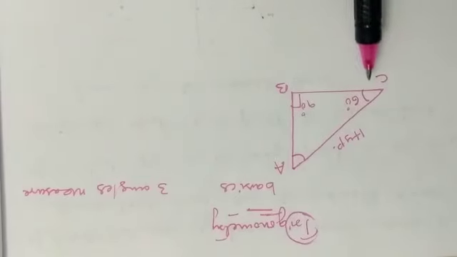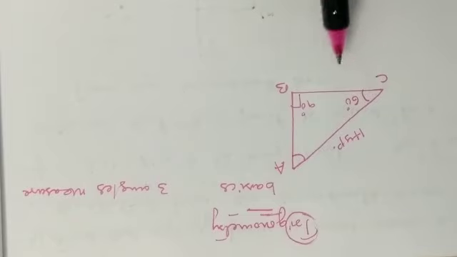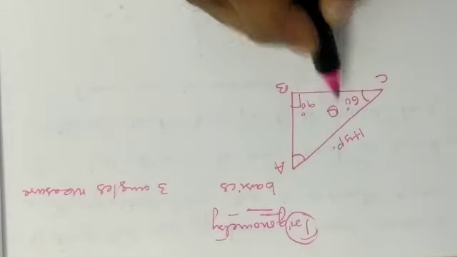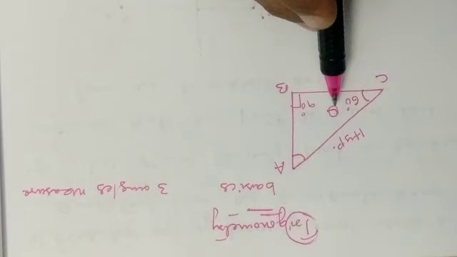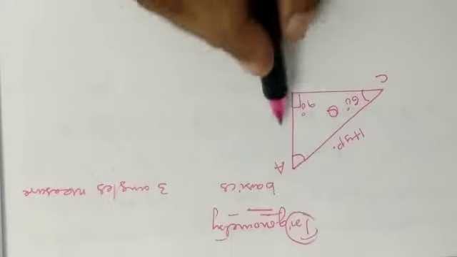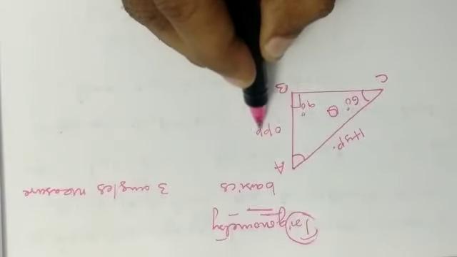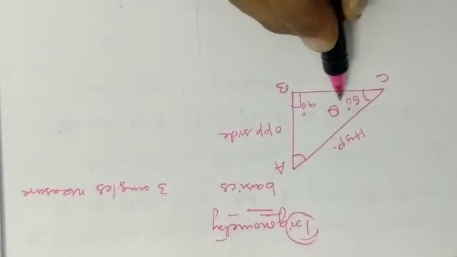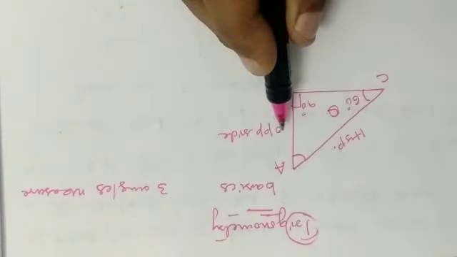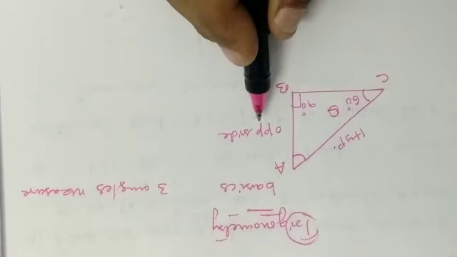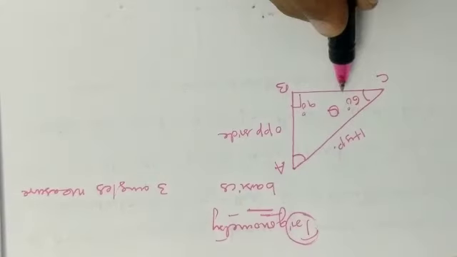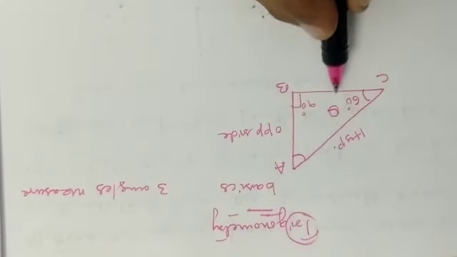So, if I take this acute angle as theta, the side opposite to this angle theta is the opposite side. Theta is opposite to this side, so this is the opposite side. This side is just adjacent to theta, so this becomes the adjacent side.